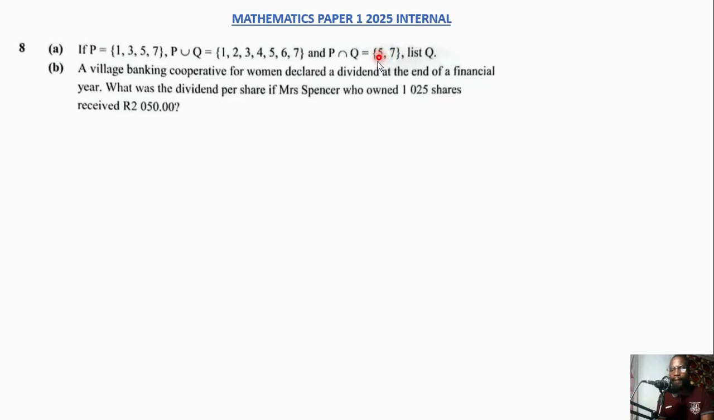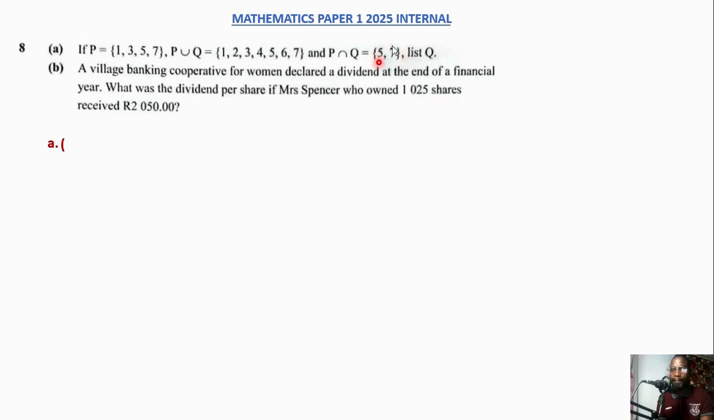So 5 is found in P and also in Q. 7 is found in P and also in Q. Now they're saying we list Q. Let's start here. Since they've given me P, I know what P is, and the only things that are found in both P and Q are 5 and 7. So, is 1 found in Q? No, it's not there, because the intersection has already been given. That's saying the only things found in both P and Q are 5 and 7.